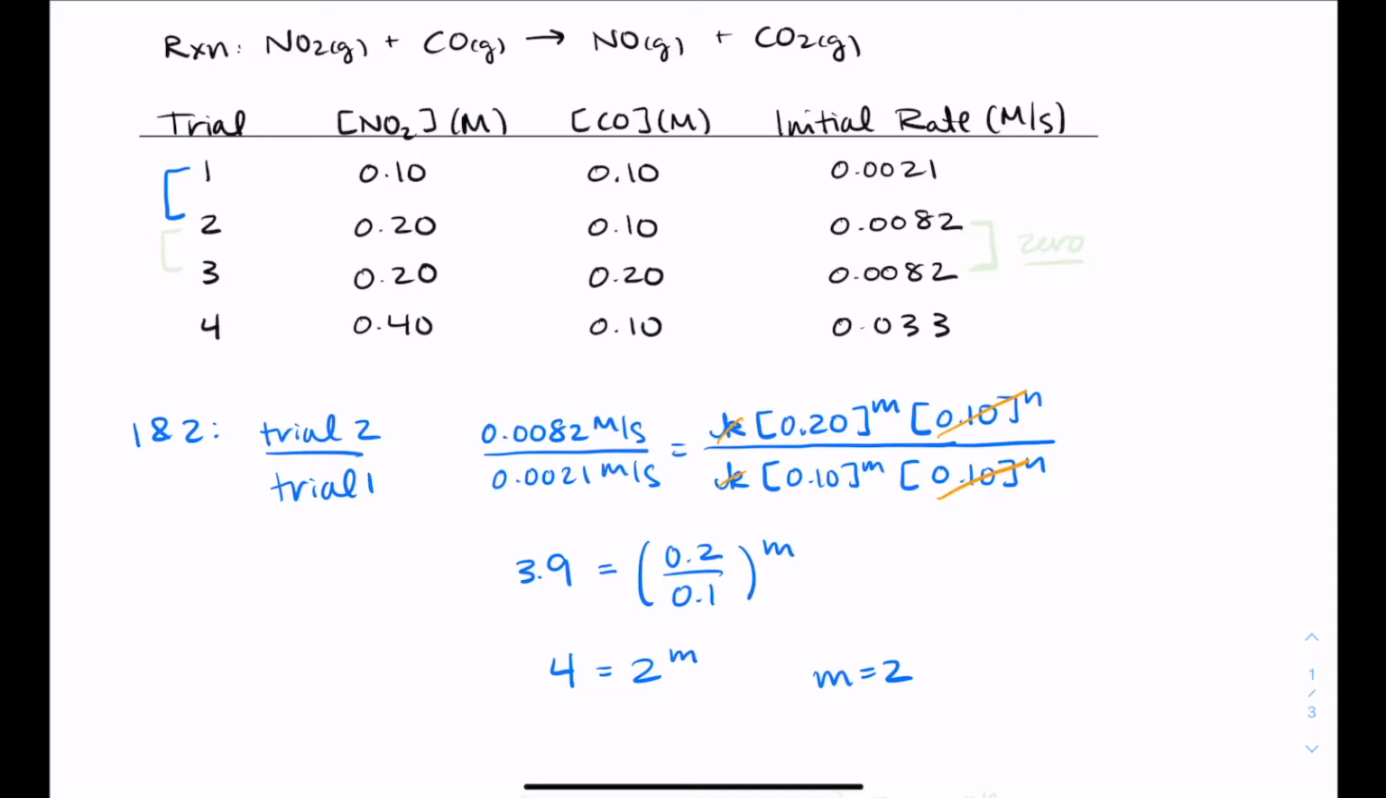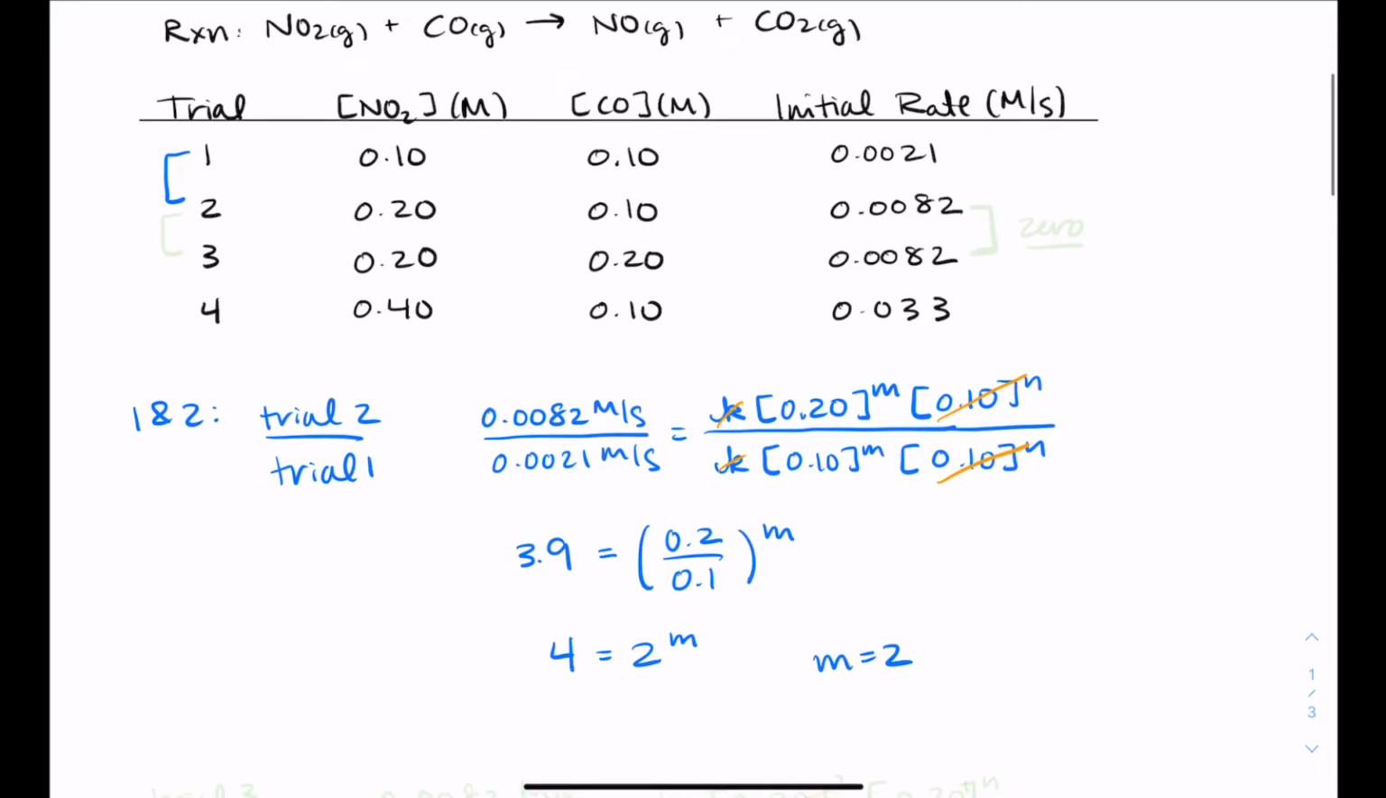If you get something where it's not easy to do this last step by inspection, you can do something like take the log of both sides and manipulate it, use the algebra that you know to get the m out of the exponent so that you can solve for it.